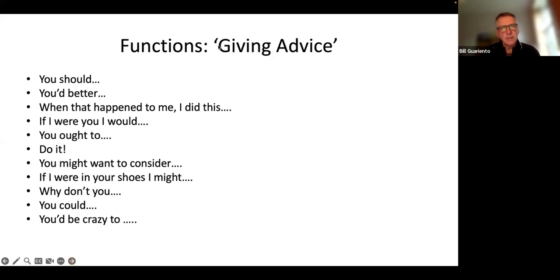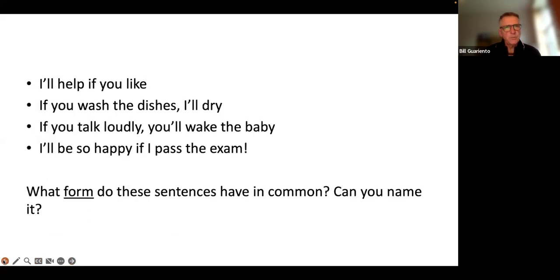Do you prefer to learn functions altogether, for example, giving advice? Or do you prefer to learn forms altogether, for example, the first conditional? Does anybody have a preference?